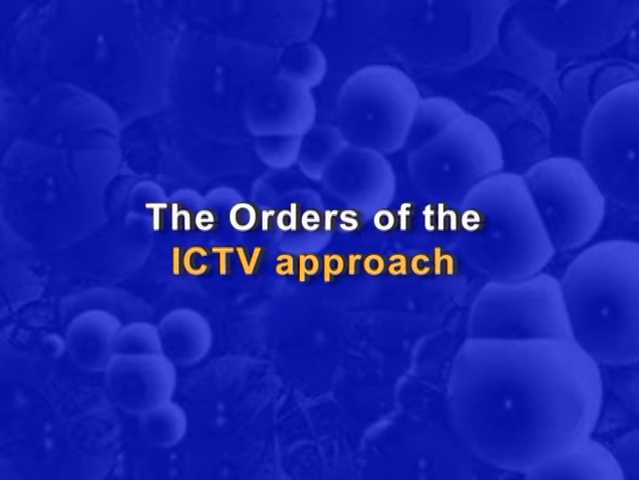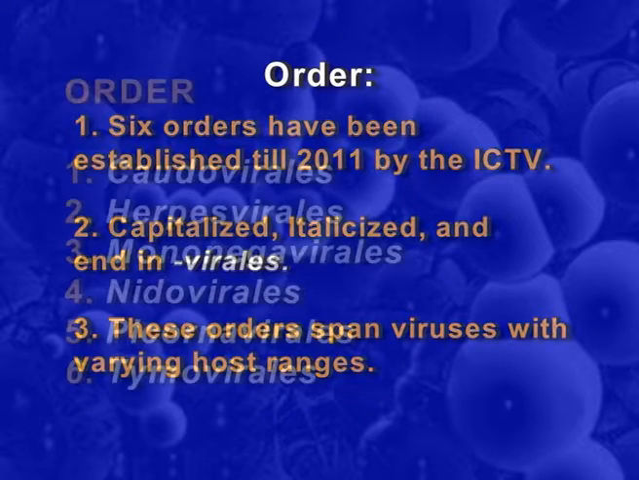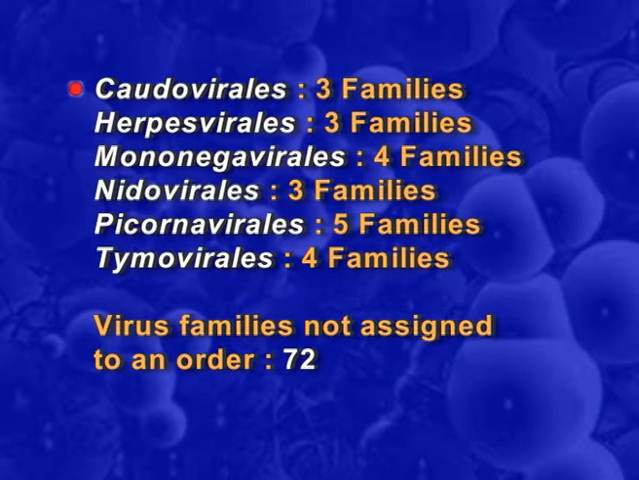It comprises 6 orders. These 6 orders have been established in 2011. It comprises Caudovirales, Herpesvirales, Mononegavirales, Nidovirales, Picornavirales and Tymovirales. Next, we will be discussing the basic features of these different orders and the number of families which are incorporated in each order. So, we have 6 orders. The first order is called Caudovirales. It comprises 3 families.